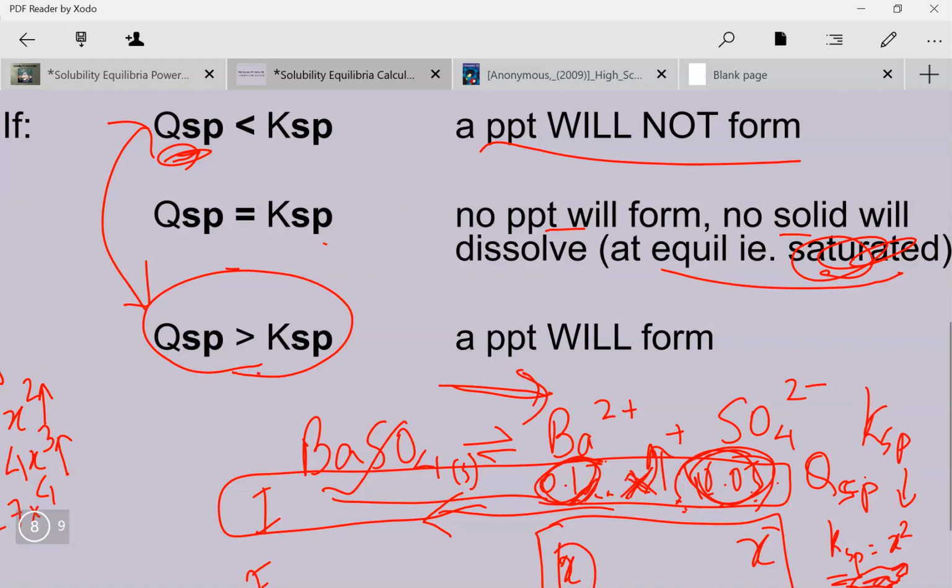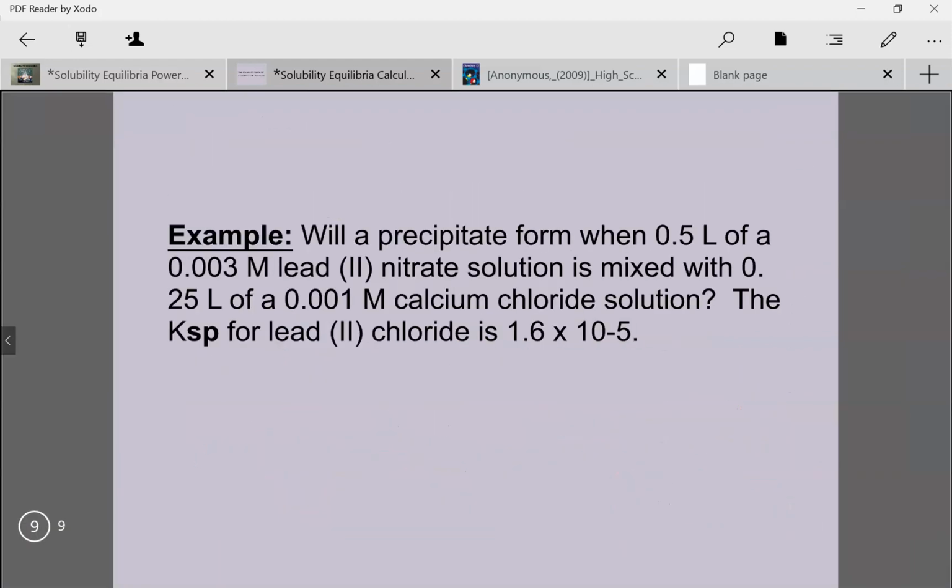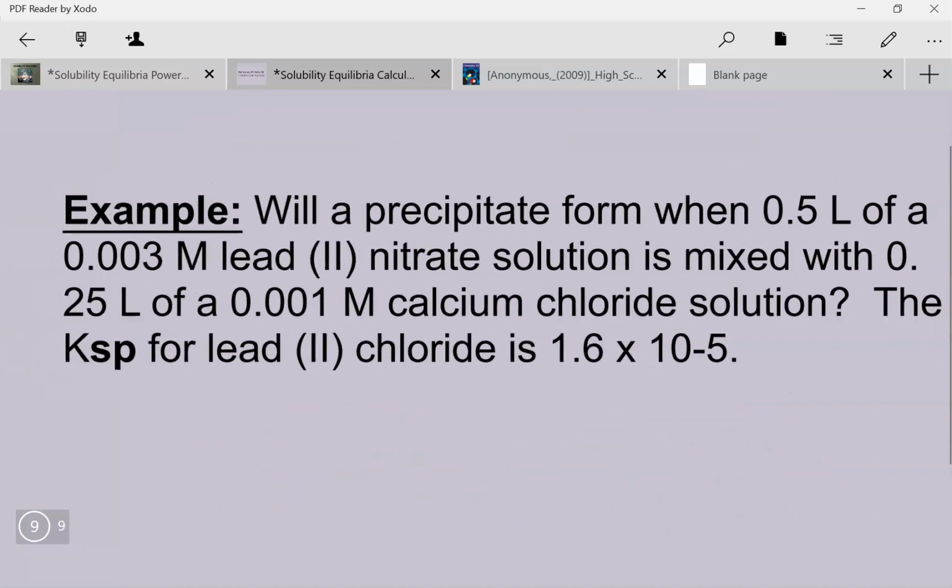If QSP is greater than KSP, these ion concentrations are too big. So I will want to decrease these concentrations by shifting my reaction to the left, which will cause the formation of my solid precipitate. So the precipitate will form if the QSP, or these concentrations, are too big. So let's do a question that kind of uses this.